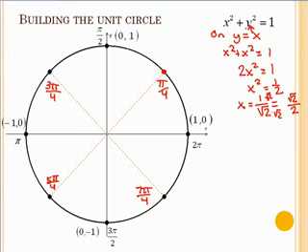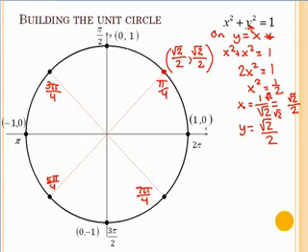Since y and x are equal to each other, which we said right up here, then y is also square root of 2 over 2. So this point is the square root of 2 over 2, square root of 2 over 2.